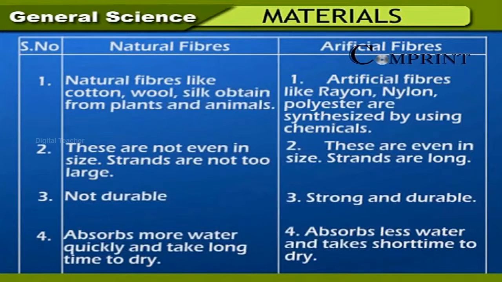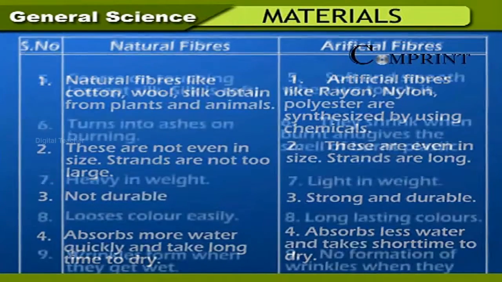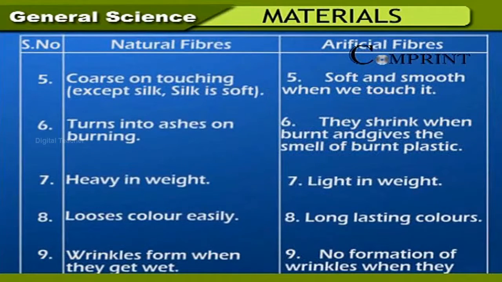Artificial fibers are strong and durable. Natural fibers absorb more water quickly and take a long time to dry. Artificial fibers absorb less water and take a short time to dry. Natural fibers are coarse on touching, whereas artificial fibers are soft and smooth. Natural fibers turn into ashes on burning, whereas artificial fibers shrink when burnt and give the smell of burning plastic.